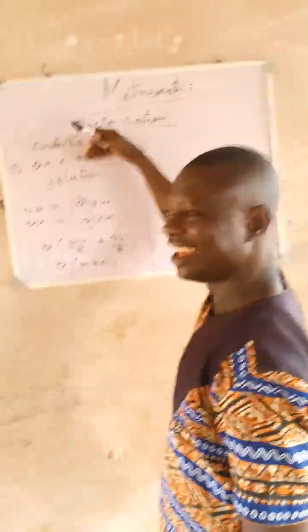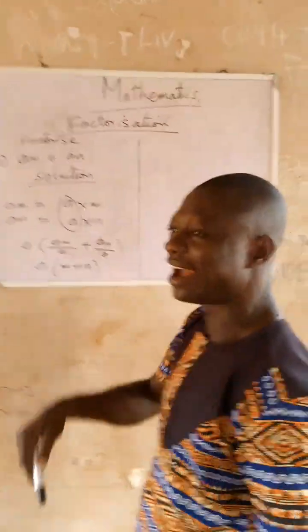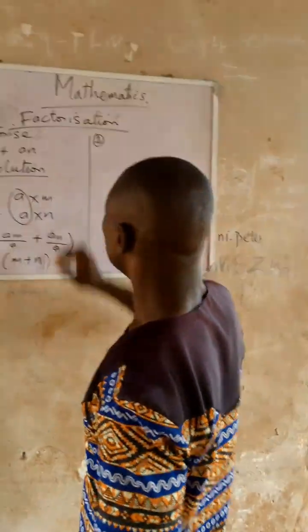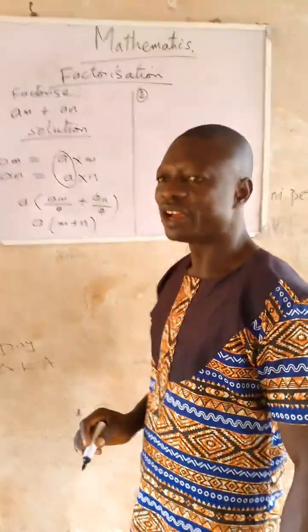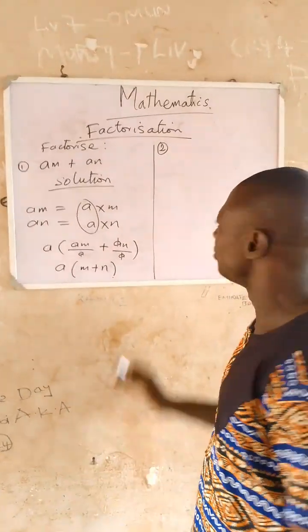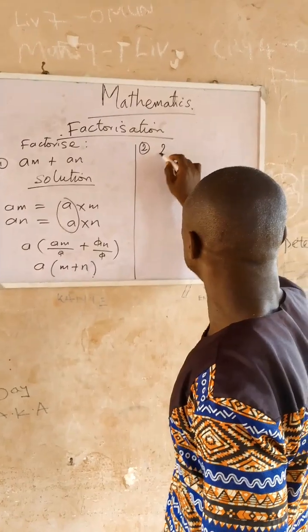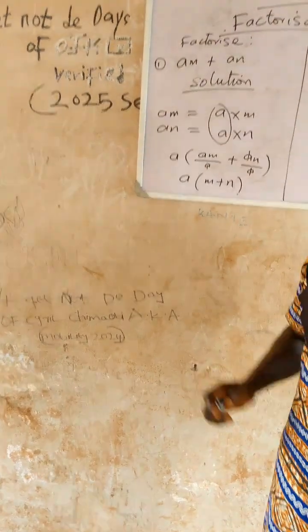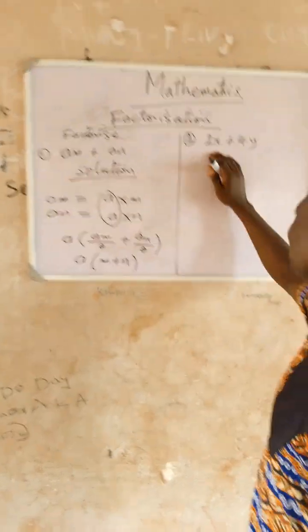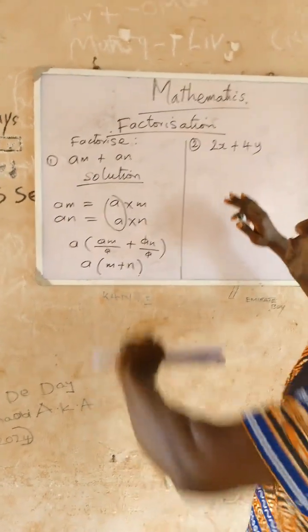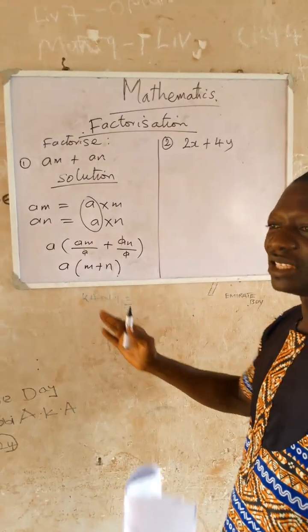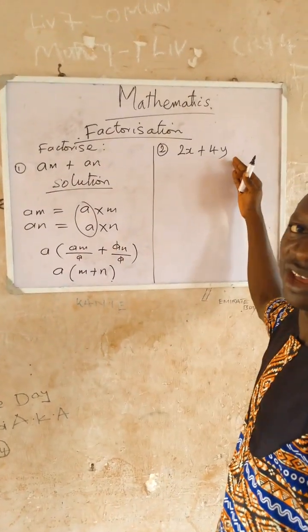Very good. I'm going to include numbers in the next example. Let's go to number 2. Now we have 2x plus 4y. I think you are asked to factorize this. How do we factorize this? To factorize it means to make a bracket in such a way that when we open that bracket, we get the same expression we have here.